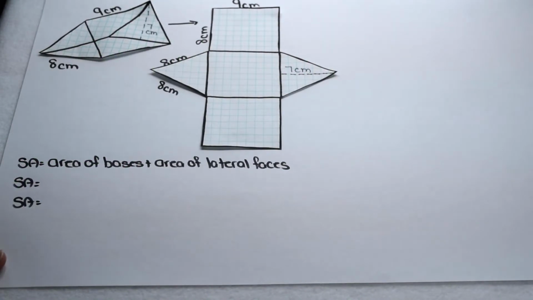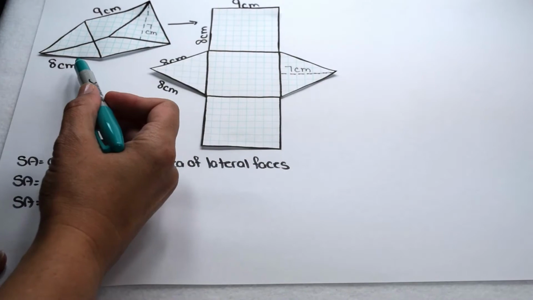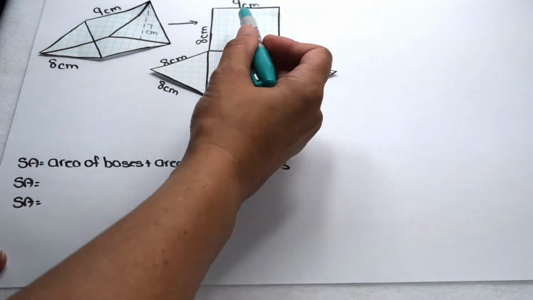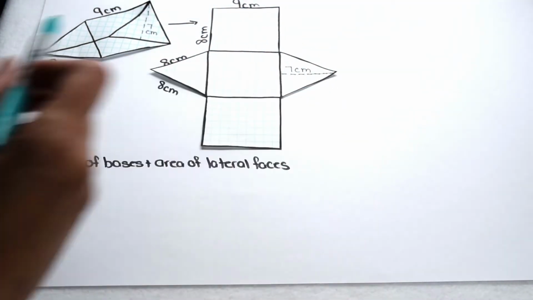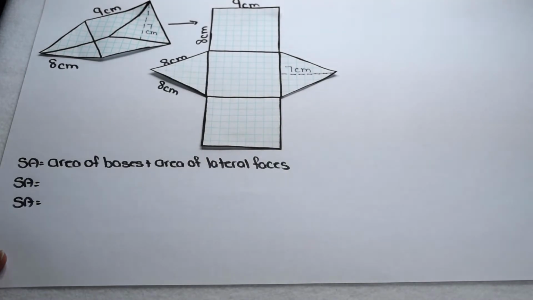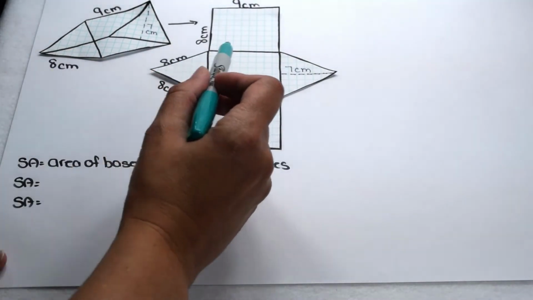Surface area of a three-dimensional figure is the total area of the faces of the figure. Here we have a triangular prism. We're going to flatten it into a net so that we can see each of our faces more clearly to find their areas. To find our total surface area, we're going to start by finding the area of our bases.